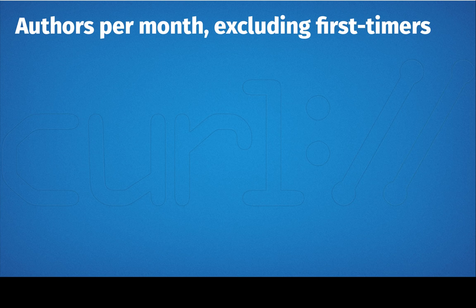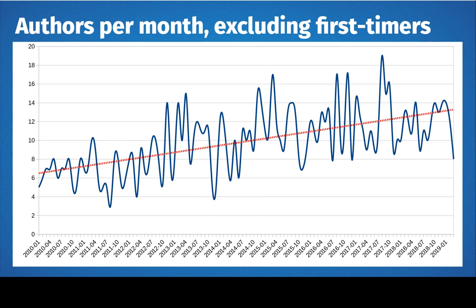If we exclude all the first-time committers from the graph, basically looking at how many of us are actually contributing code per month to the core project, it is also slowly increasing over time. So nowadays we're roughly 10 people committing code every month or so.